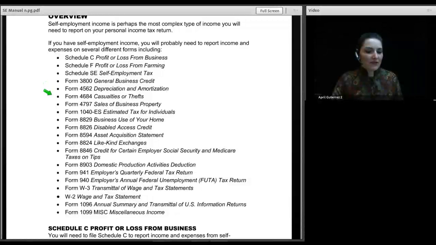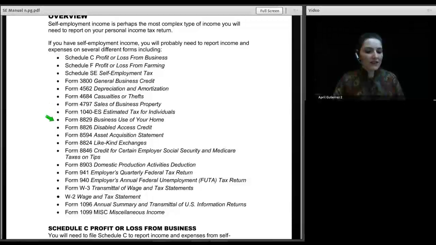Then we have previously in our series talked about Form 4684, casualties or thefts. That form can also attach itself to self-employment. Form 4797, sale of business property, in our sale of assets course. Form 1040 ES, estimated tax for individuals. When you're self-employed, if you're actually making money at it, making a living at it, you've got to pay your taxes. And the IRS doesn't want you to mail your taxes with the tax form 1040. They want the taxes throughout the year. And you, of course, pay your taxes quarterly through 1040 ES.